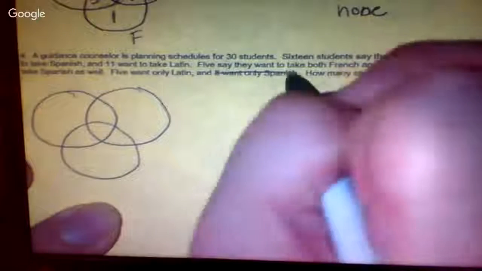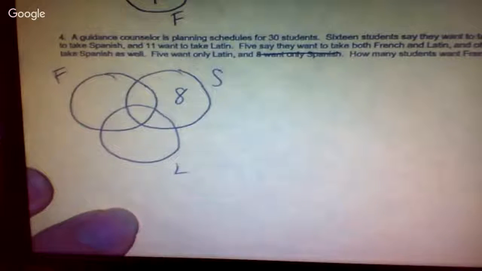So, what do we know right now that we can just put in? 8 want only Spanish. So let's do French, Spanish, and Latin. So 8 goes here. Only Spanish. 5 want only Latin. So 5 goes here.